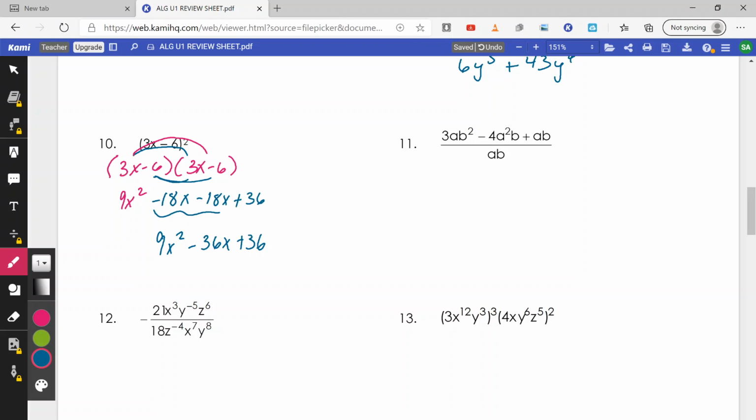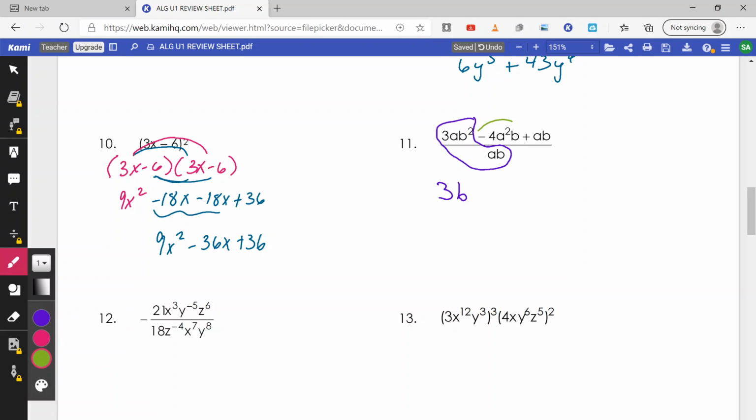For number 11, we're dividing a polynomial by a monomial, so I have to go down the line. I divide each top item by what's in the bottom. So 3ab squared divided by ab. Well, 3 divided by 1 is 3. A divided by a is 1, so we don't really need it. B squared divided by b is b, because top minus bottom, 2 minus 1 gives me an exponent of 1.